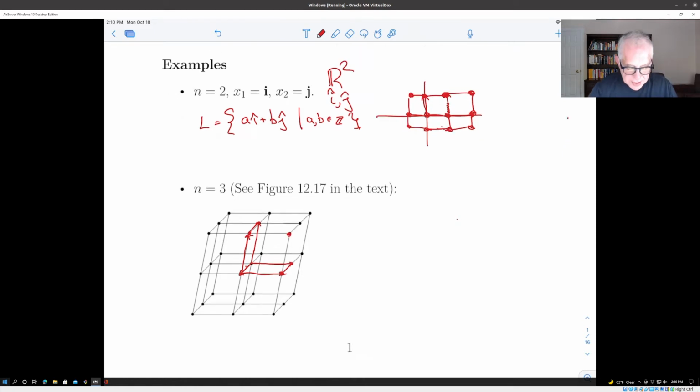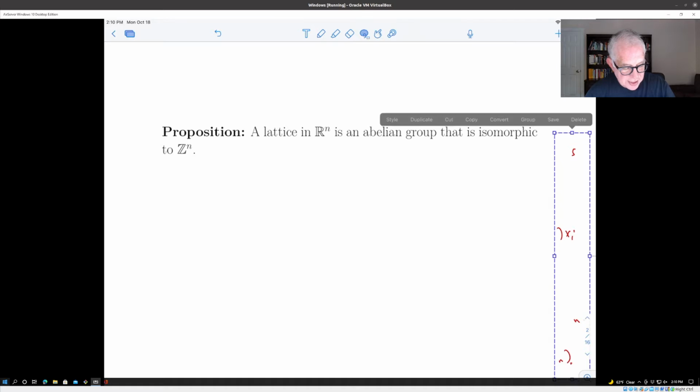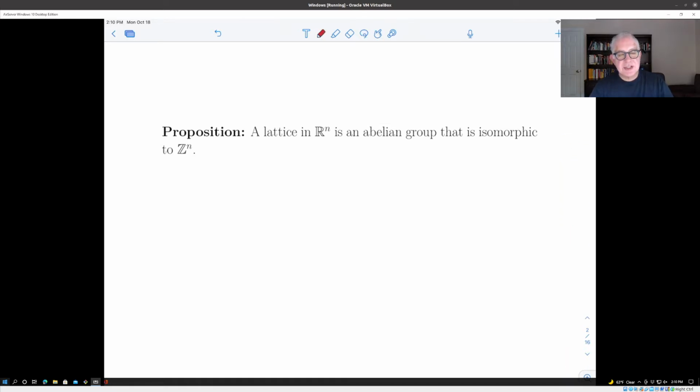But regardless of the shape of the lattice, as a group, lattices are very simple. A lattice is just a subgroup of the real vector space R^n, which is isomorphic to the Cartesian product of the integers with itself n times. So remember Z^n here. This is the collection of vectors (a1, ..., an), where the ai are all integers, and you just add component-wise.